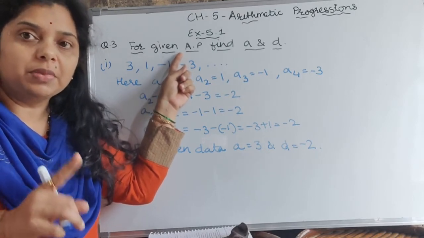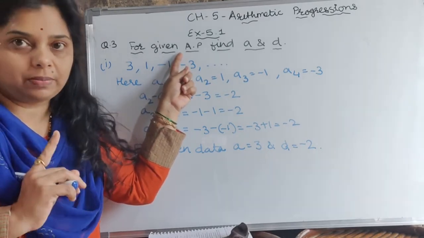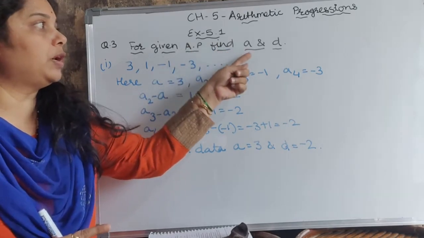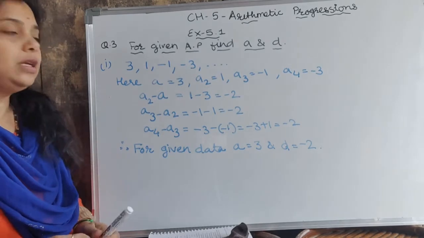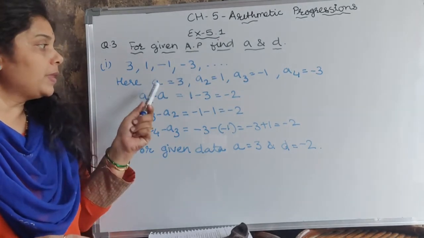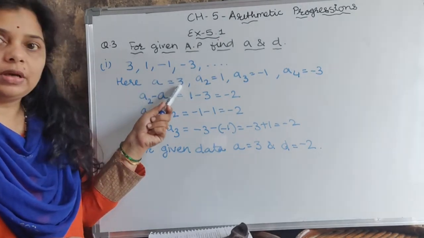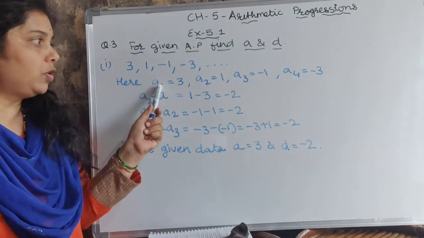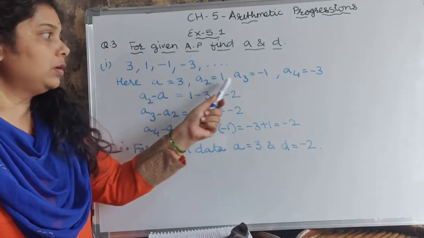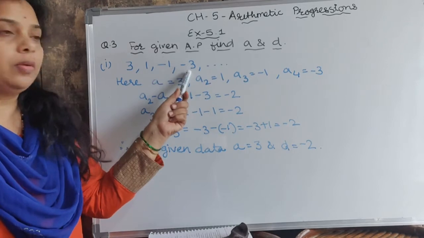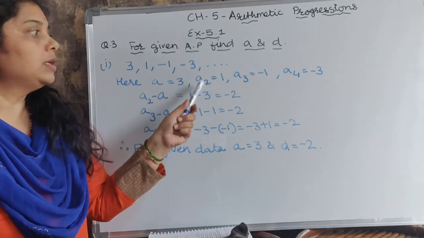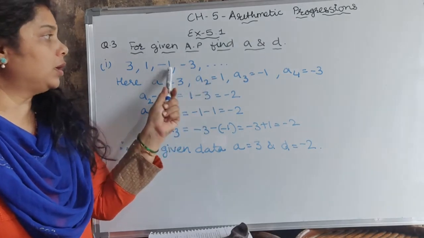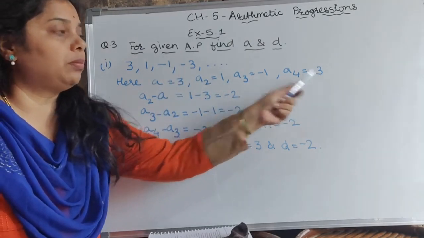Okay, and it is also already mentioned that it is an AP. It means it must have the same common difference. Okay, and from that you have to find out A and D. A is the first term and D is the common difference. So let's see how to find out. So here A is equal to 3. Okay, first of all, what you have to write down is the list of numbers regarding the terms. First term 3, second term 1, third term minus 1, fourth term minus 3.